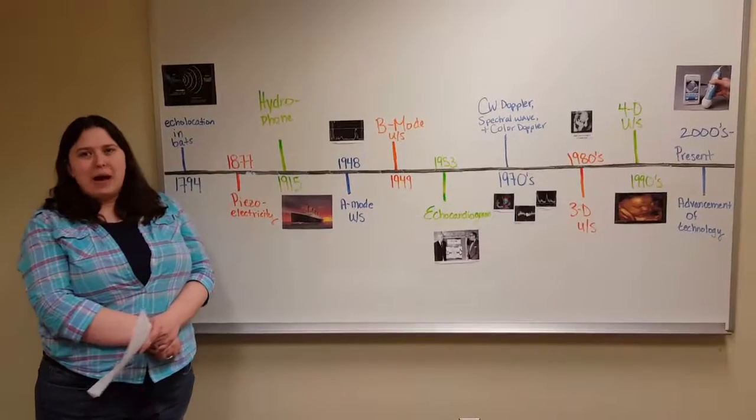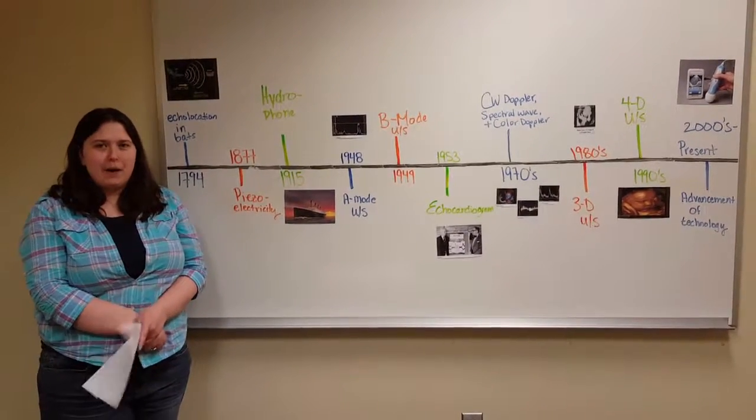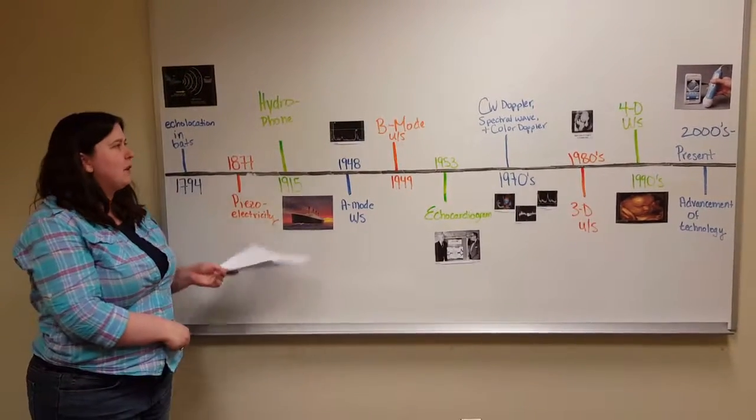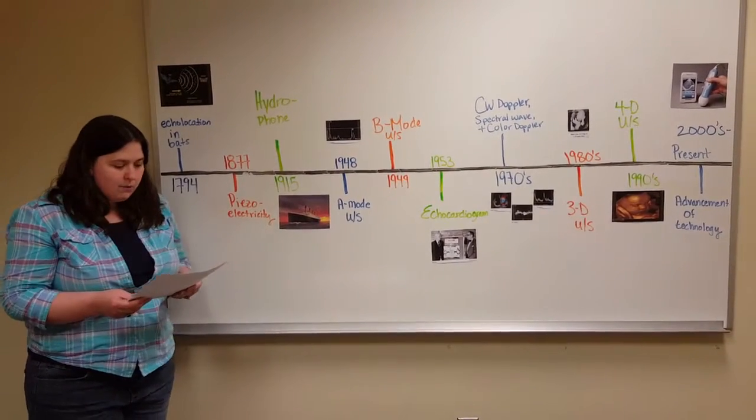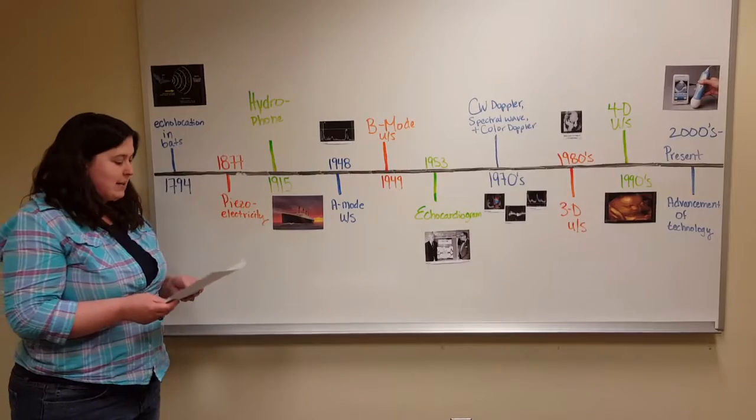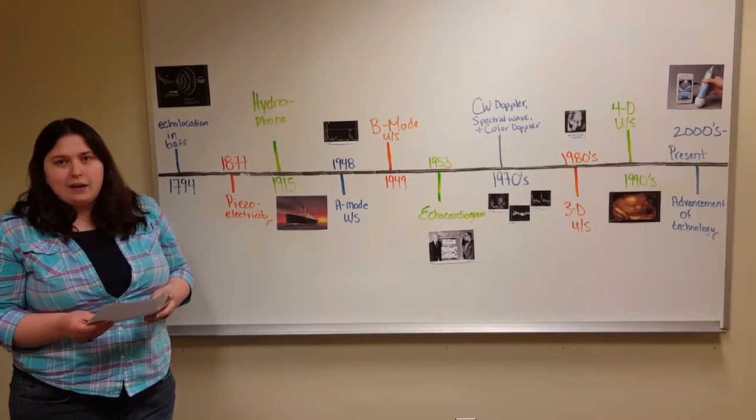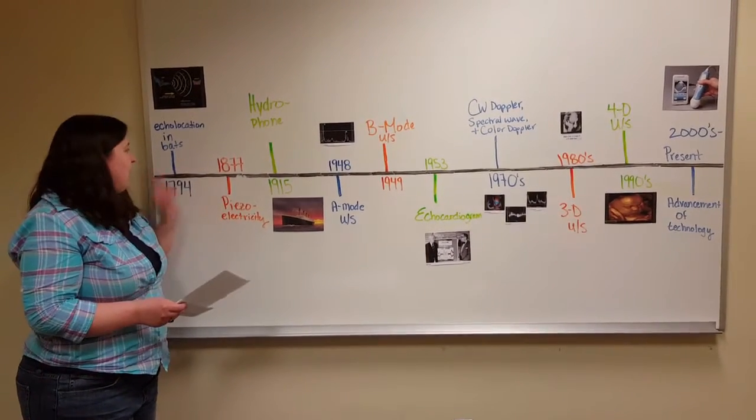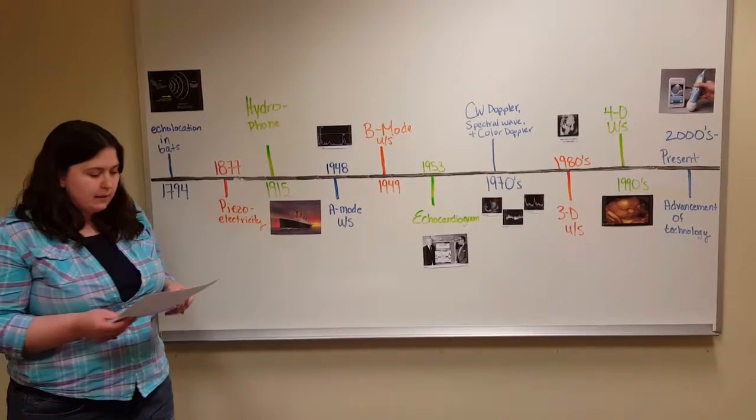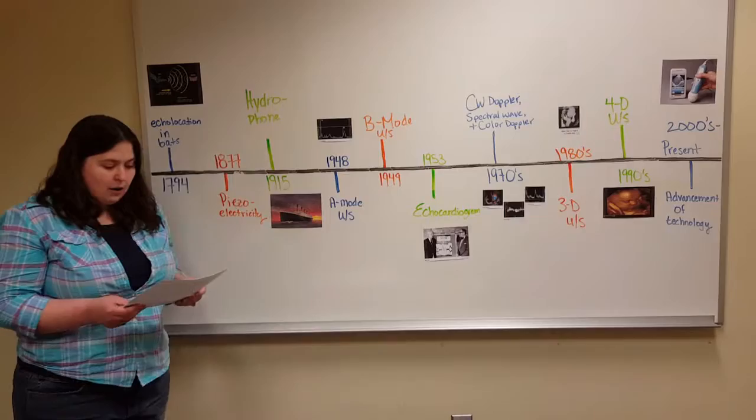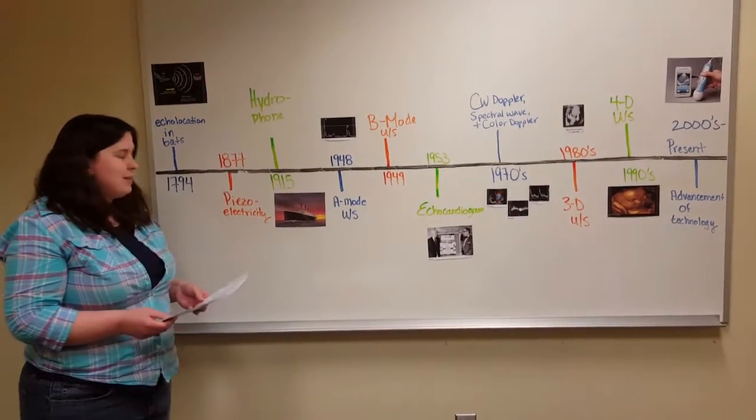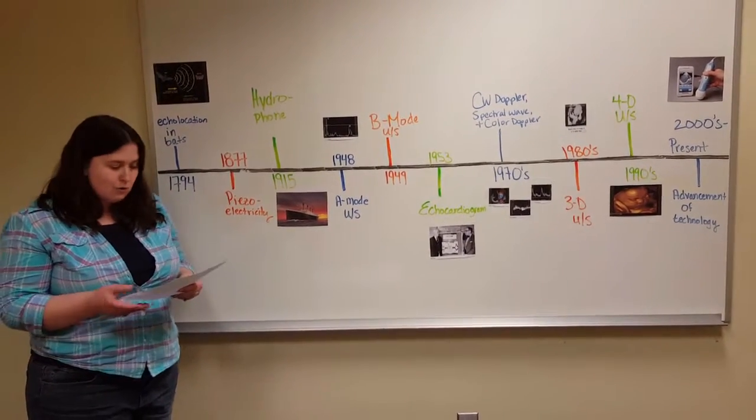Today we're going to talk about bioeffects, but in order to talk about bioeffects and understand them, we need to talk about the history of ultrasound. So in 1794, physiologist Lazzaro Spallanzani was the first to study echolocation in bats, which became the basis for ultrasound physics. And then in 1877, Pierre and Jacques Curie discovered piezoelectricity, which is used in transducers.